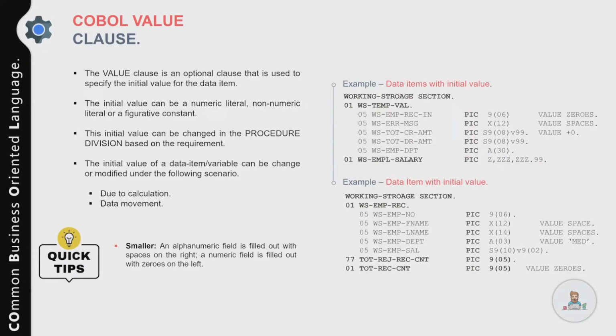And if you have a numeric field, then it will be filled with zeros on the left. And in case you assign a value which is larger than what you have defined, then in that scenario we are going to get an error message. That would be a compiler error message, or the truncation is going to happen. And the last one is related to numeric edited, and in general you do not define these variables with a value clause because these items typically receive a value as a result of a move statement.